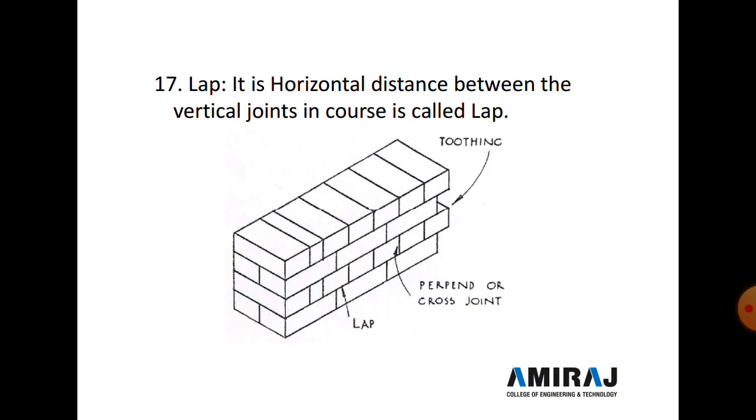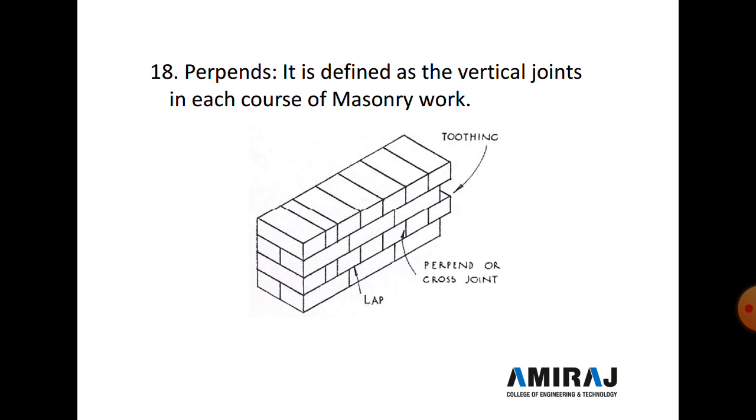Now next definition is a lap. So what is lap? It is the horizontal distance between vertical joints, known as a lap. See this figure. In the figure you exactly see the upper and lower vertical joints. The distance between the two vertical joints is called a lap.